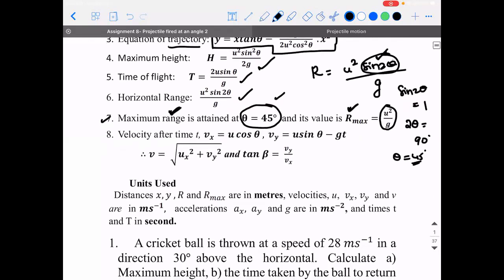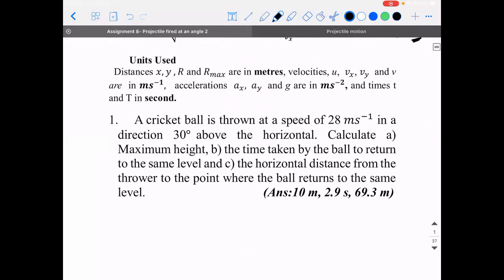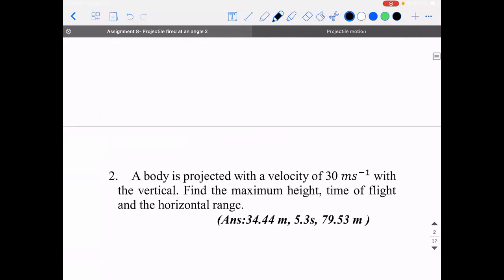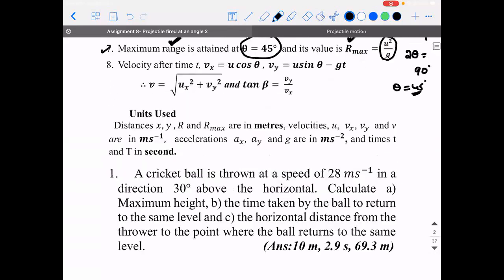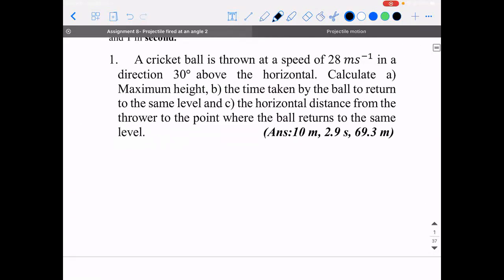So based on all these formulae, let's do some problems. I'll be uploading this assignment today in the app. You have to complete it before tomorrow. There will be 10, or wait, let me see, I think there are 20 problems. You can do the 10 problems from where I have stopped.